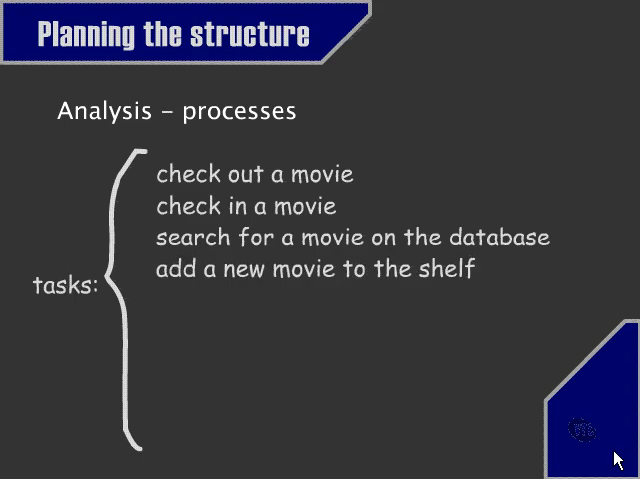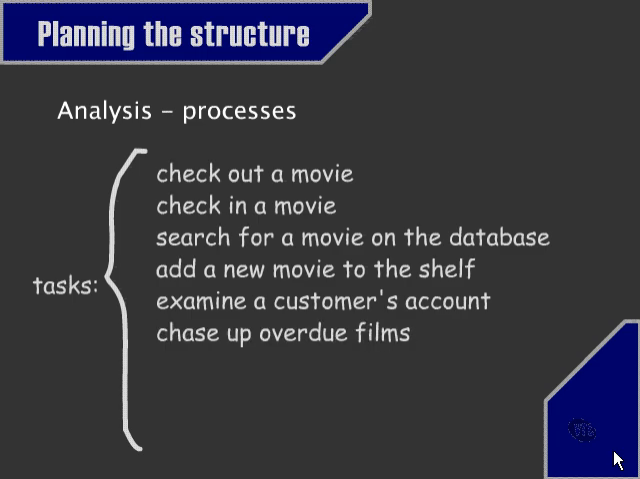As I just mentioned, we should be able to search for a movie using the database with different criteria depending on what level of specificness the customer wishes to use in their search. We need to be able to add new movies to the stock as they come in. We need to be able to look at a customer's account and see if they have late fees and so on. And we need to be able to chase up on all the particular films that are overdue within the system. We need to be able to allow new customers to sign up and be logged onto our system.